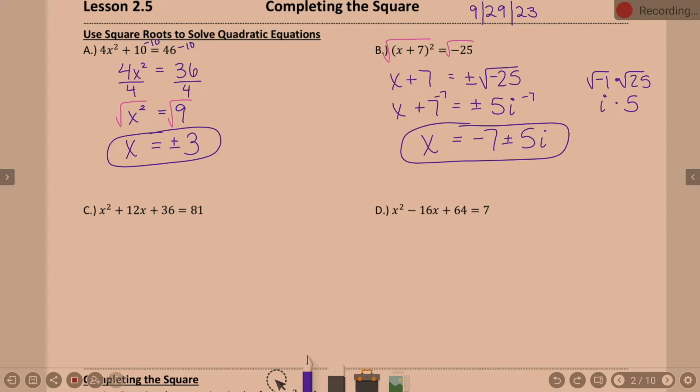Okay? And I boxed it without thinking to ask, am I done? Yeah, I'm done because I can't add a real number and an imaginary number. So we leave it as that.